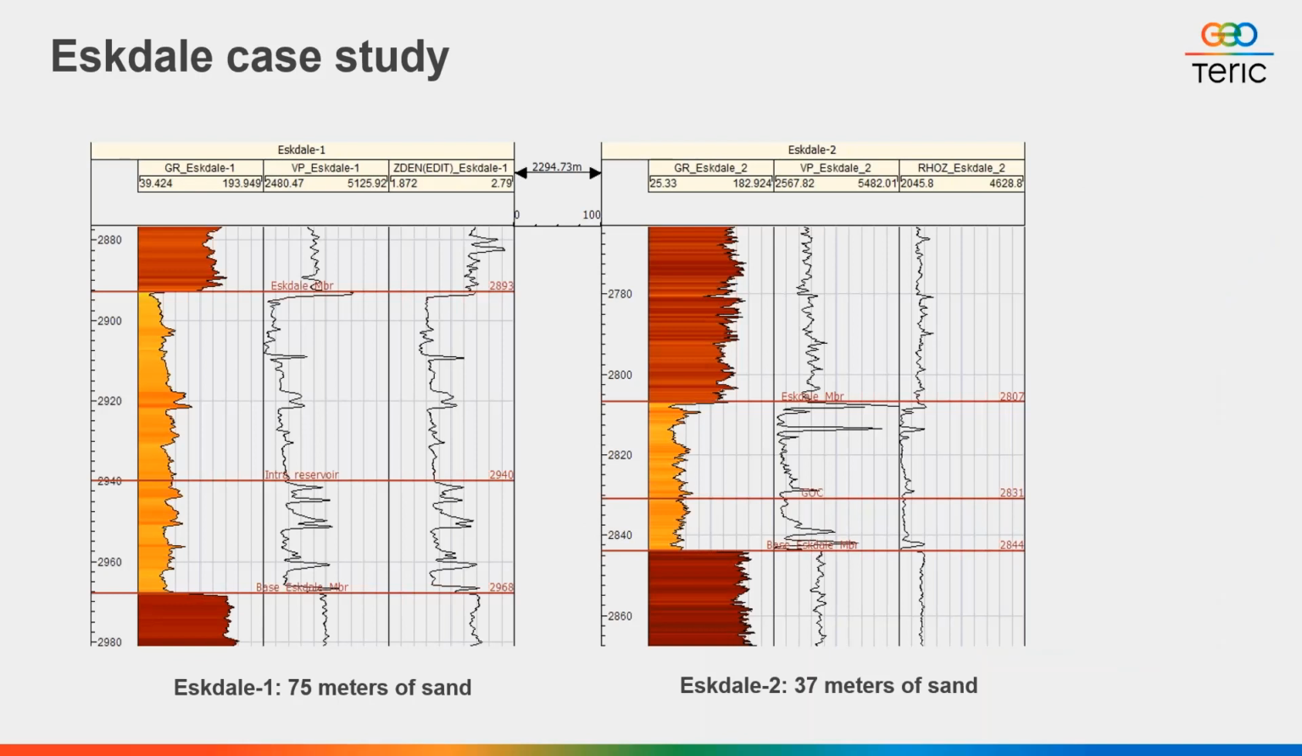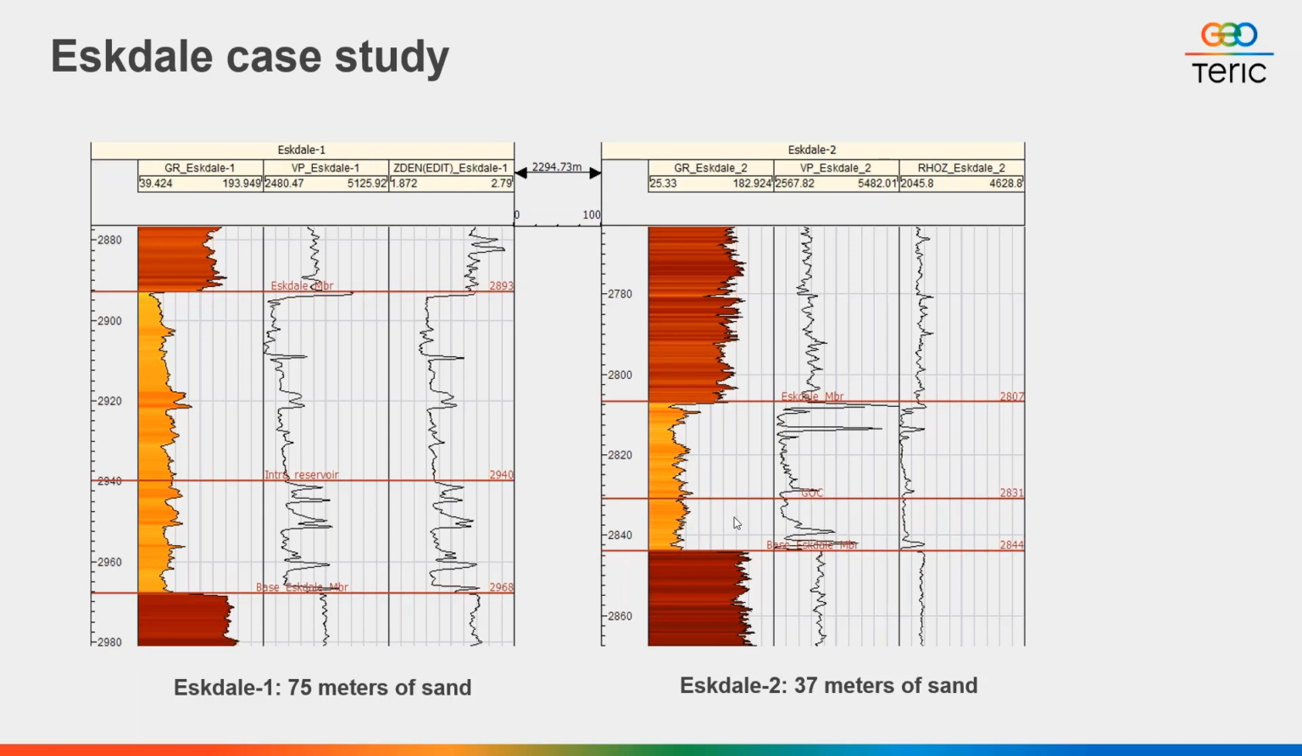So as I mentioned, there are two wells on this prospect or in this field. So Eskdale 1 was the discovery well, and it found 75 meters of sand. You can see here the gamma ray log. So yeah, between the top reservoir and base reservoir is about 75 meters. Then a second appraisal well was drilled, Eskdale 2, and that one only found 37 meters of sand.